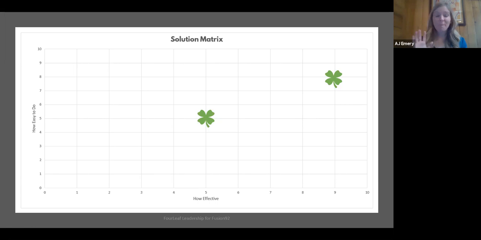This falls into our upper right-hand quadrant. I know I'm using fancy terms there, but the upper right-hand side of our solution matrix. And that means it is going to be what we call a do it now task. It should be one of the first things we do. I like to call it low-hanging fruit. So do it now. Make that something that is an A or number 1 priority.